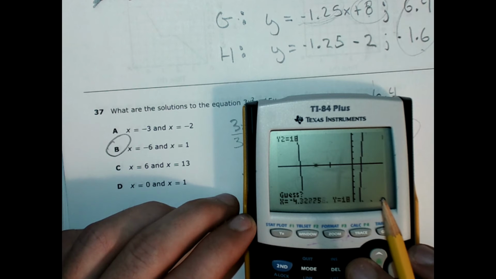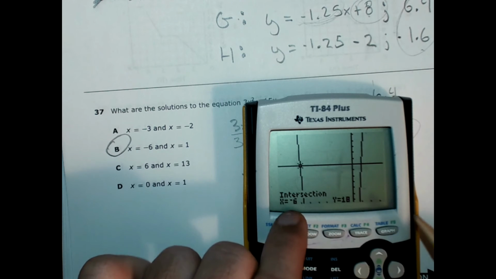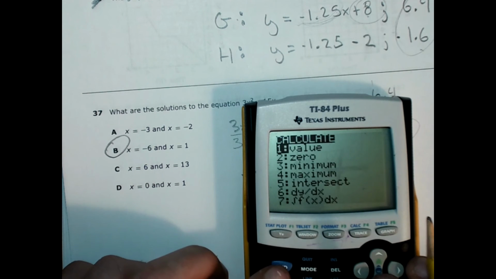Then scroll over to the guess. It looks like it's about right here. Hey, look at that. X is -6. Let's do it again for the other one.